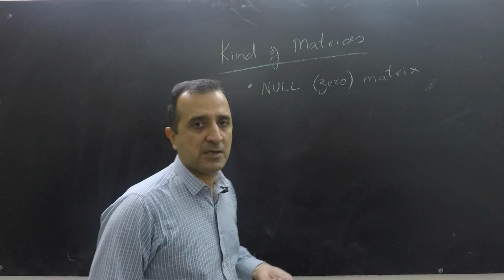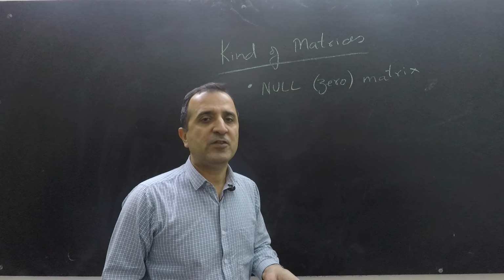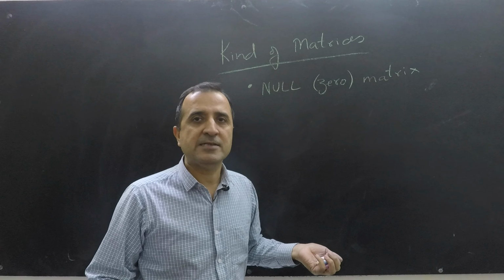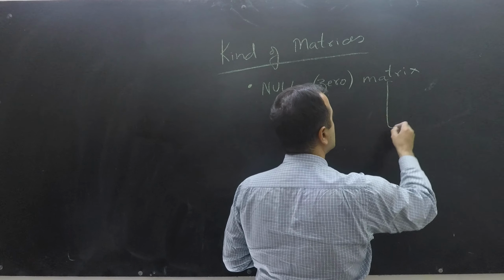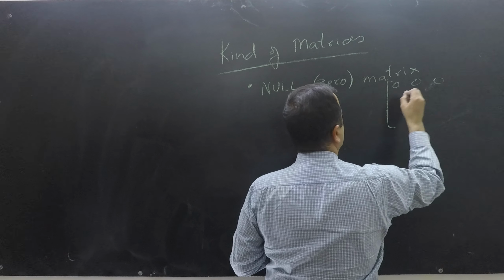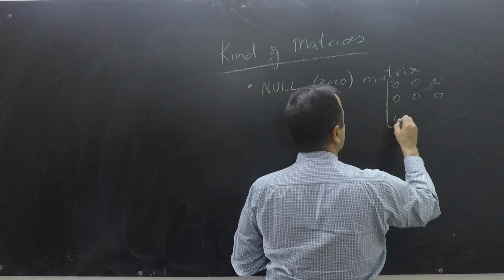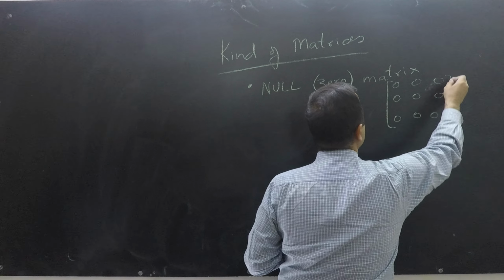I'm just making all the matrices of 3 by 3 dimension, and you can generalize it for any dimension. So now this matrix has all zeros. In this case 9 zeros, because it is a 3 by 3 matrix. It has 3 rows and 3 columns.